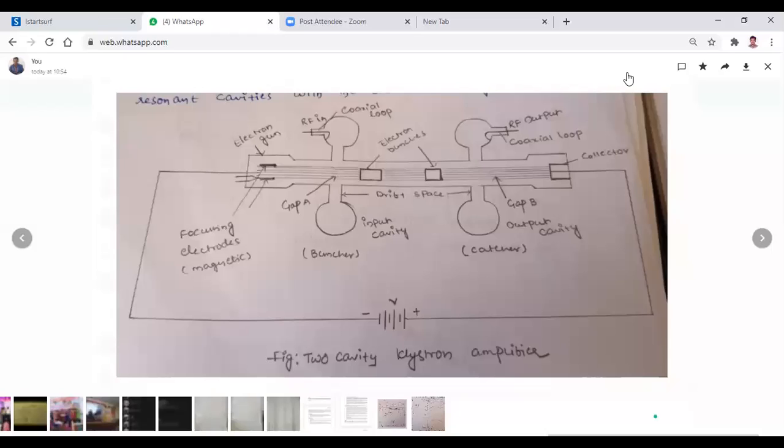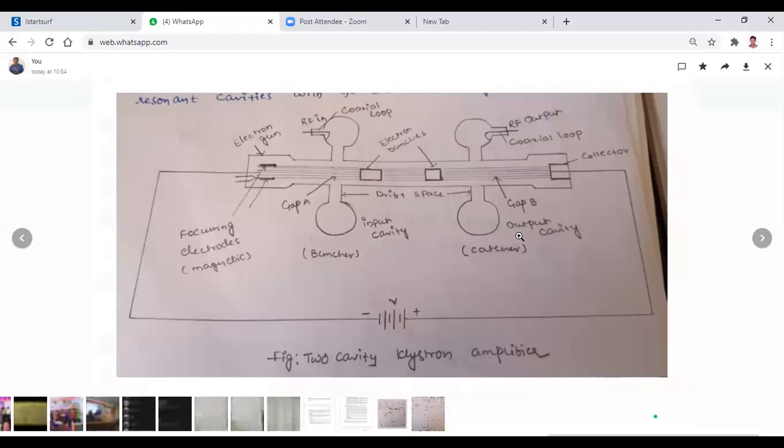So this is the two cavity Klystron amplifier diagram. Look at the screen, or look at your WhatsApp groups, I already shared the image. First, the description of this Klystron amplifier: as the name itself indicates, it can be used to amplify power at microwave frequencies. It has two cavities, so look at the two cavities. Those cavities are the input cavity and the output cavity.